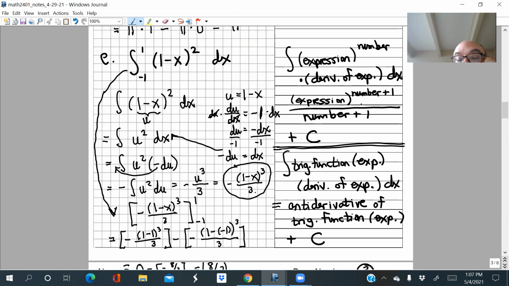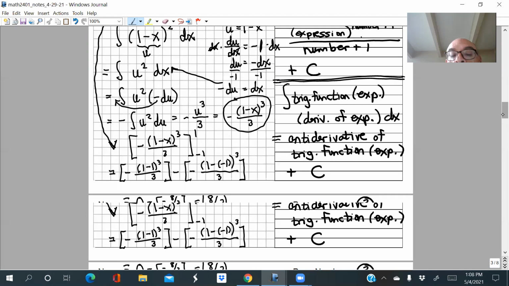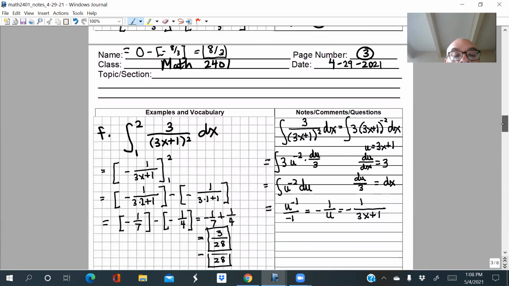So I get minus 1 minus x cubed over 3. And now I evaluate that at 1 and minus 1. I have one that's written out here already, but let's go through the steps. This is another integration by substitution. So let's go through the steps because I know integration by substitution is confusing.